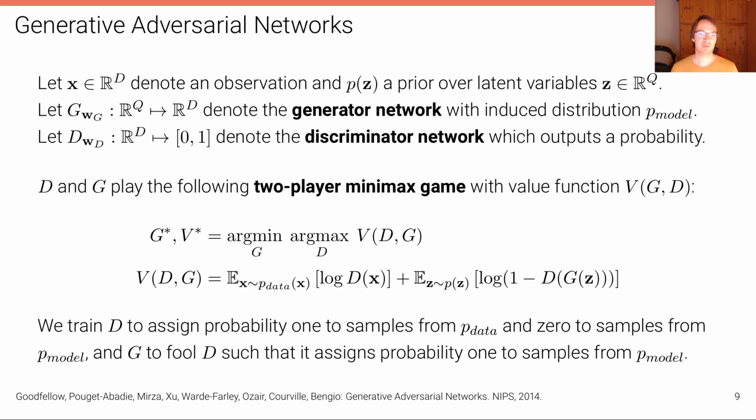The discriminator becomes better at distinguishing real from fake, and the generator needs to keep getting better at generating more realistic samples that are more similar to the data distribution in order to fool the discriminator that's already good. That's the idea.